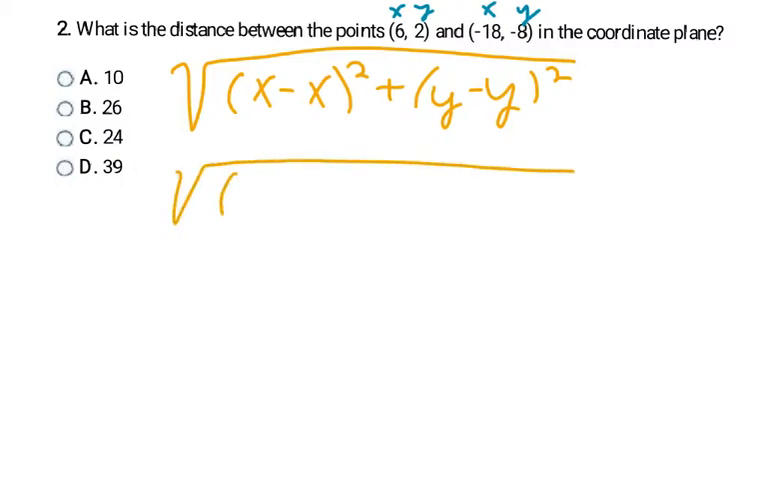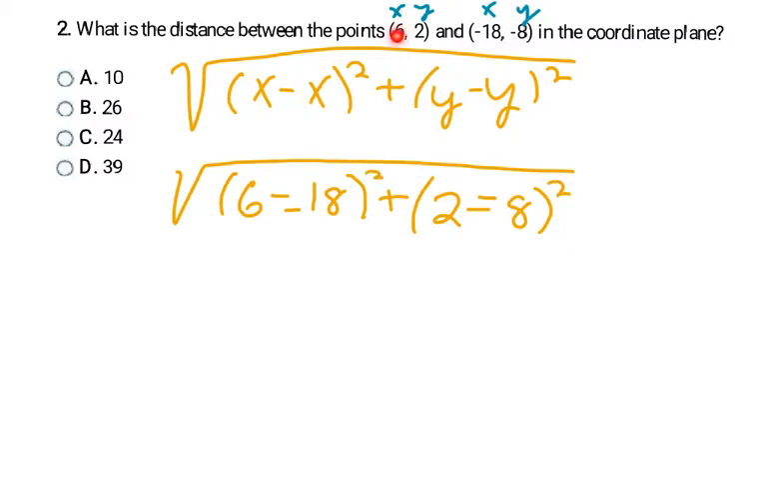I'm going to take x minus x, so that means I'm going to take 6 minus a negative 18, plus, and then I'm going to subtract my y's. My y coordinates here are 2 and negative 8, so I'm going to take 2 minus a negative 8. And then both of those quantities are squared.